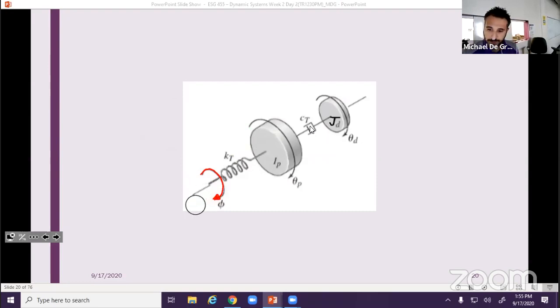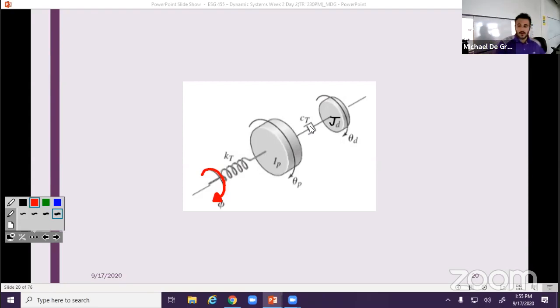Right, so let's get back here. Here's phi. Phi is my global input. What do I mean by that? Well, if we're thinking about the system globally, meaning we're thinking about it as a whole, the entirety of the system, the input to the whole system is phi. That is what is driving it, right? That is the system's total input. The total output are both theta P and theta D because they consequentially move based off of that input, right?